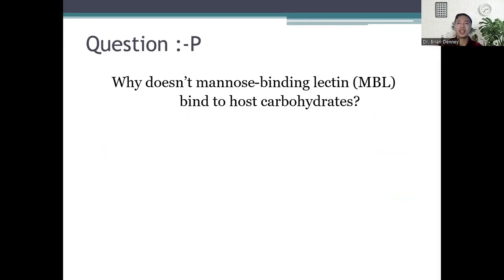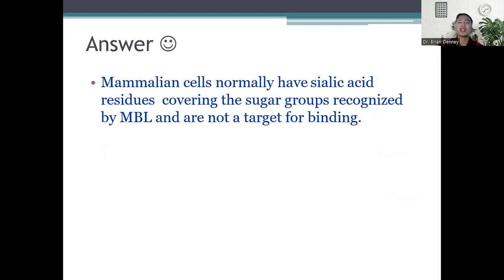This was the question I had thrown to you earlier: how come your body or your own cells do not become bound to MBL? The answer is that our own cells are rich in sialic acid, which covers the sugar groups recognized by the MBL, and so they are not a target for binding. So I have answered that already.